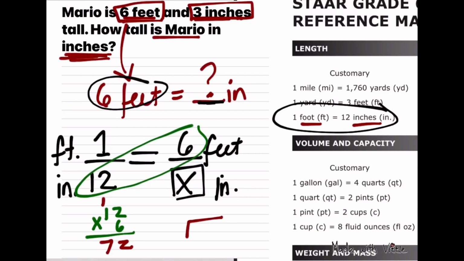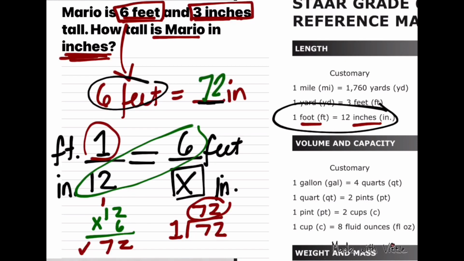Step 2 is divide what you got from step 1 by the other number we haven't used from the proportion, which is the 1. So how tall is Mario in just inches? Mario is not just 72 inches tall. Why? Because that's just the 6 feet. Remember, he is 6 feet tall and 3 inches as well.